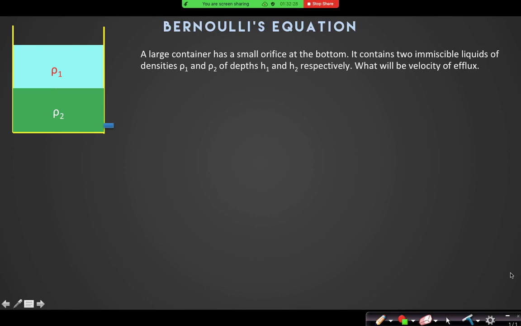Now, these are two liquids of different densities kept in a container. What is the velocity of efflux, if the heights are h1 and h2 respectively? This height is h1, this height is h2. May I try? Yes, tell me your answer. Sir, root over 2 into (rho 1 g h1 plus rho 2 g h2) divided by rho 2.